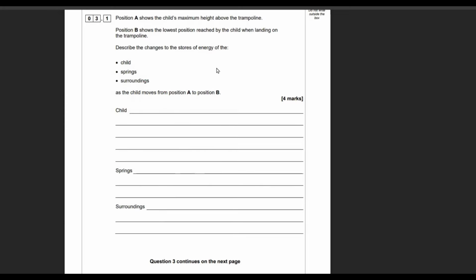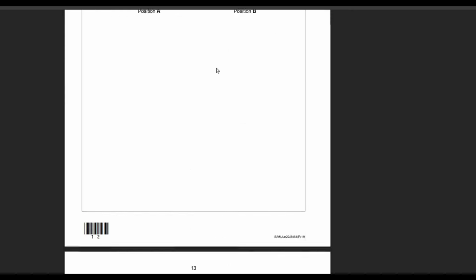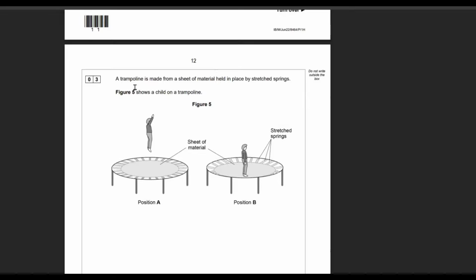So the 7 stores of energy that you need to know. And if you don't know them, stick them on a revision card so that you can learn the names of the 7 stores of energy. I'm going to go and answer this up here and let's go for it. Okay, at position A to position B, what energy store changes in the child? So I'm going to write my answer here rather than down below.